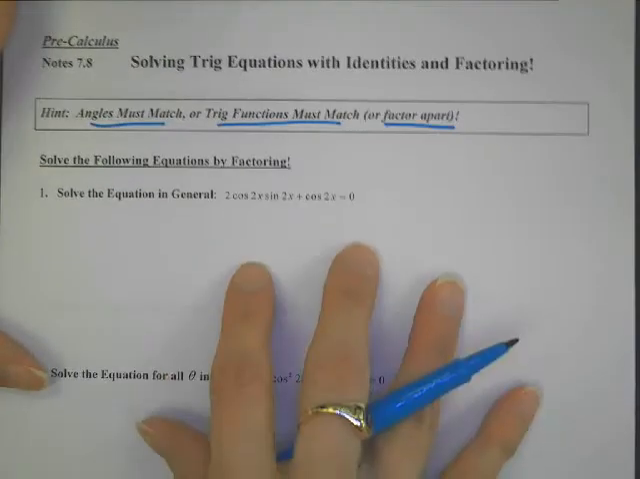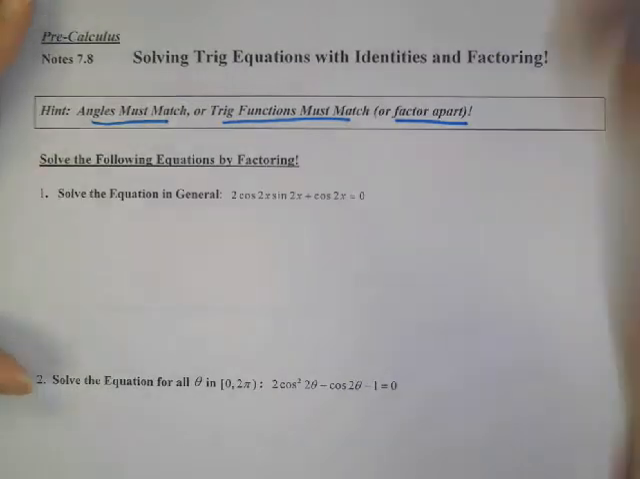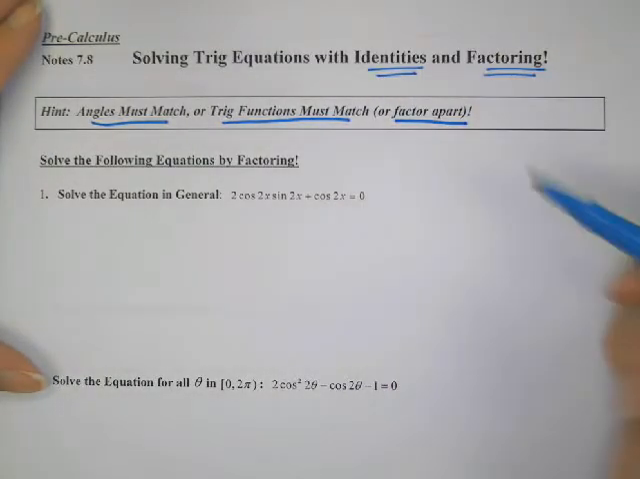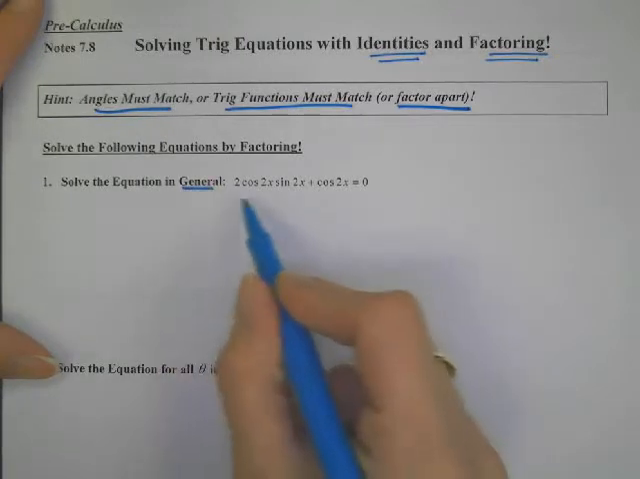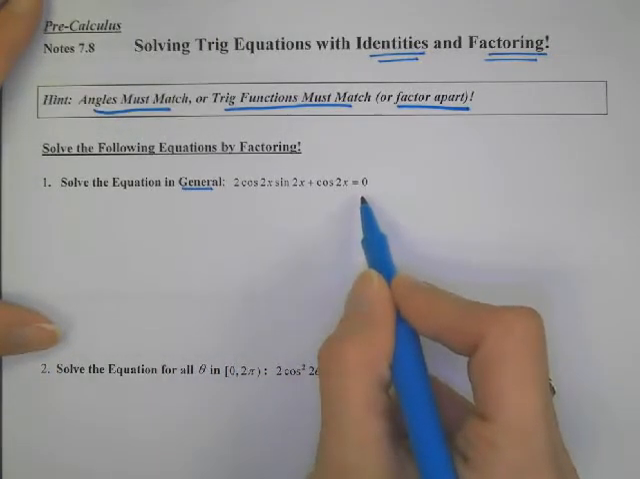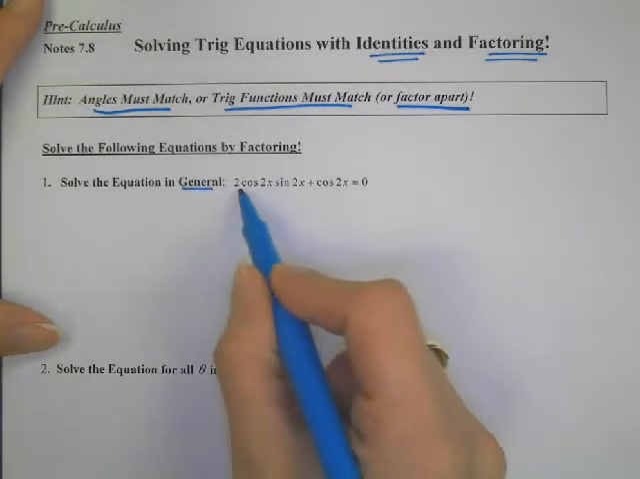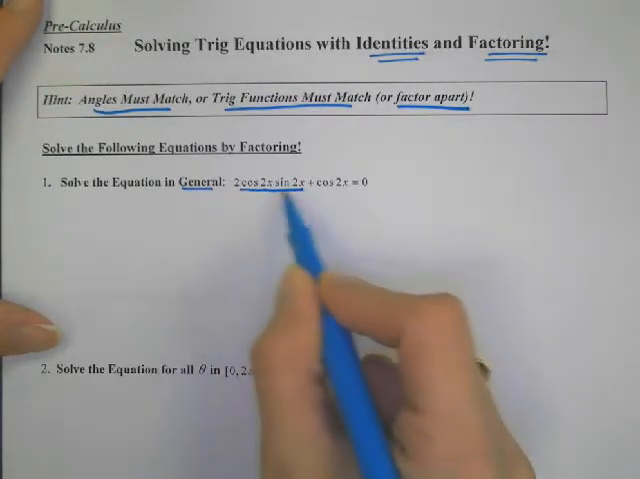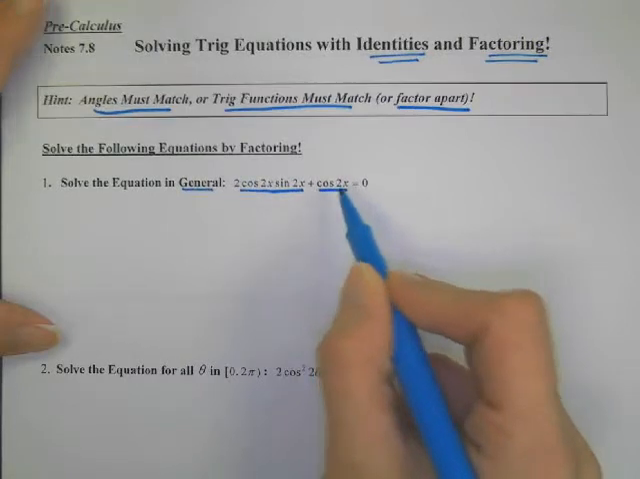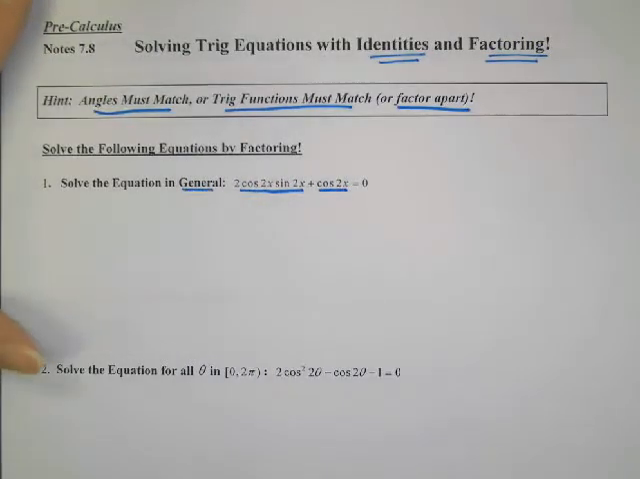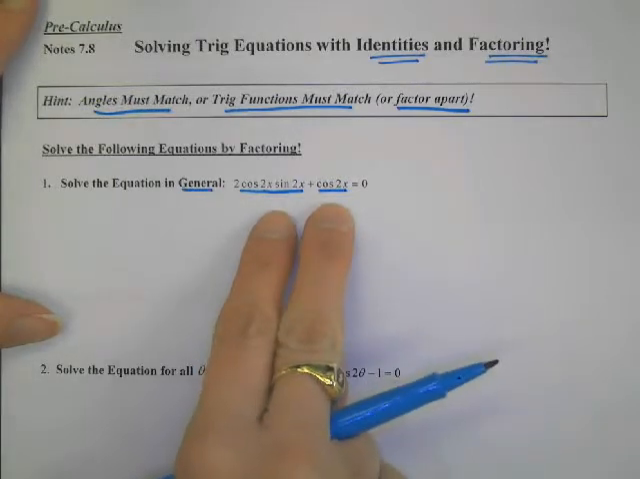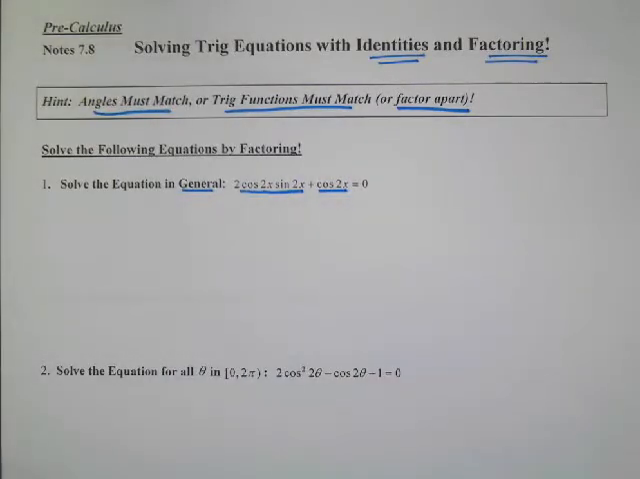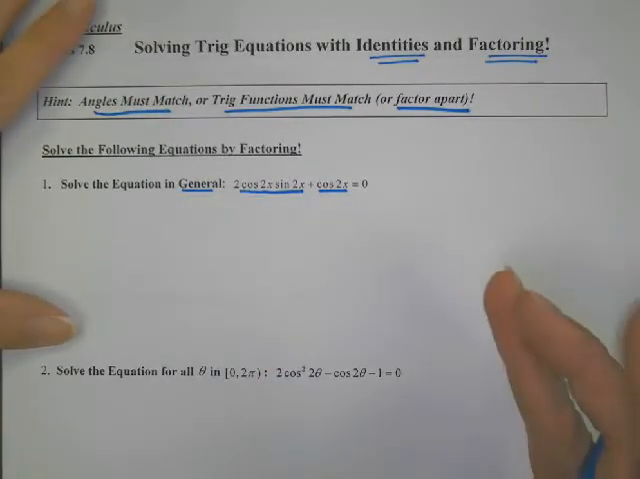Okay, so we're going to look at some equations here where maybe there's identities or maybe there's factoring to solve it. So let's see. We're going to solve this equation in general. It's already equal to 0. This is the first term right here. All that stuff is multiplied together, and that's the second term. The good news is all the angles are matching, except I can't add those like terms. It's not a quantity, it's not a product. So this is going to be a great time to factor.